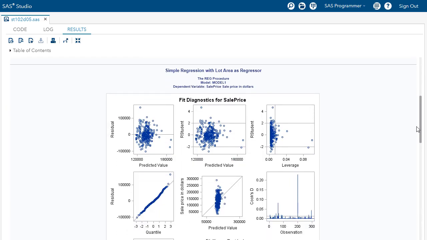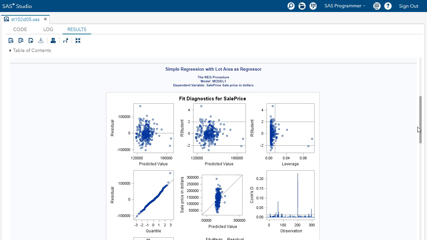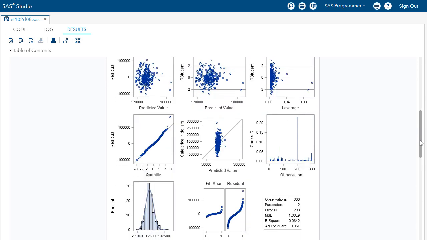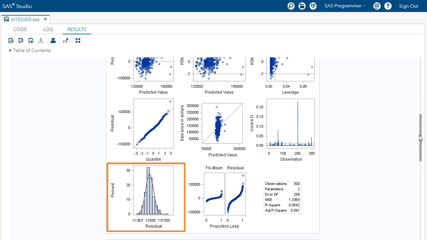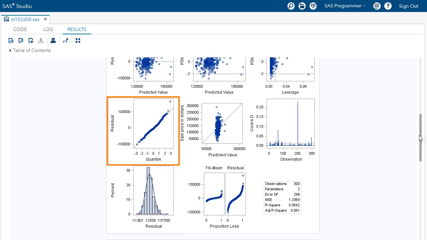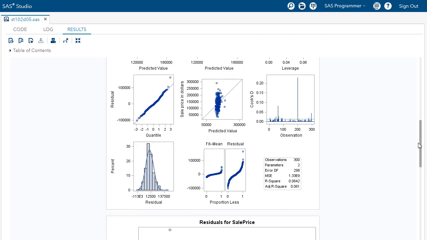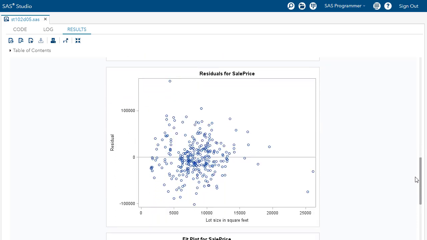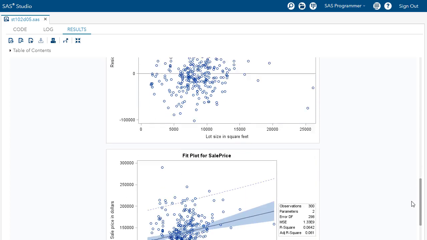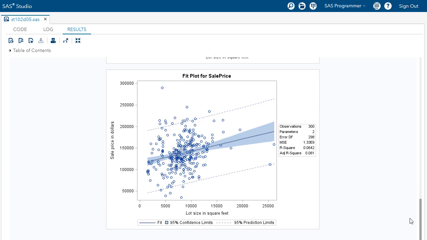The diagnostics panel and the residuals by lot area graph provide graphics to verify our model assumptions. For normality, the histogram of residuals looks bell-shaped, and the dots on the QQ plot essentially fall in a straight line. Both indicate no deviations from normality. Non-constant variance can often be detected in residual plots when the residuals are close to 0 and then expand to larger magnitudes. The fit plot produced by ODS Graphics shows the predicted regression line superimposed over a scatter plot of the data.